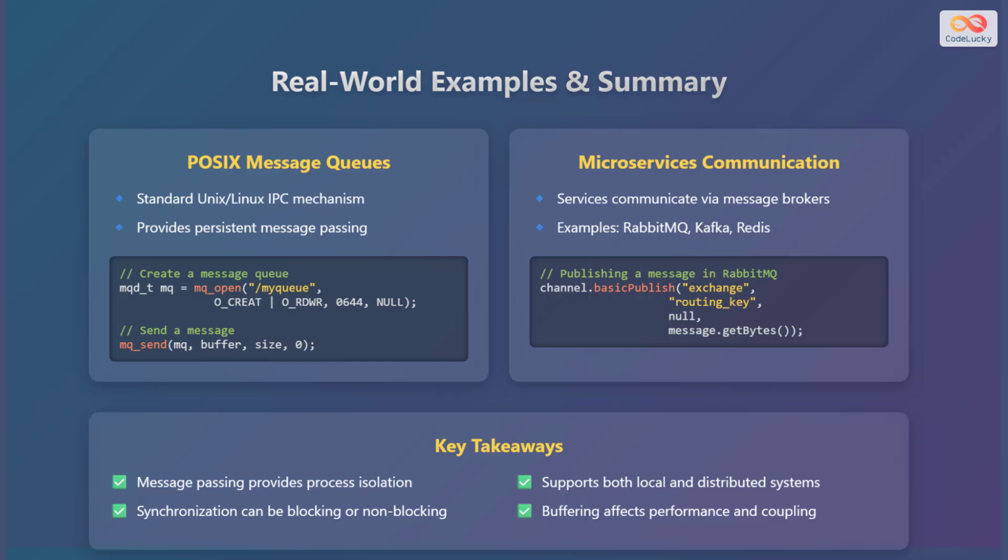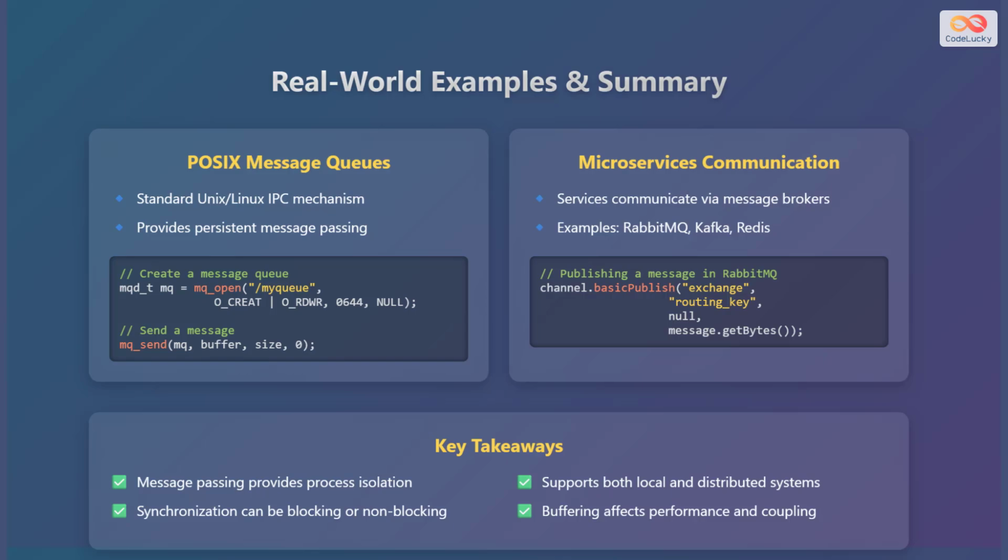Let's explore some real-world examples of message passing and summarize key takeaways. One example is the POSIX message queues, a standard Unix or Linux inter-process communication mechanism that provides persistent message passing. Code shows mq_open /myqueue and mq_send, with message queue buffer size 0. Another example is microservices communication, where services communicate via message brokers like RabbitMQ, Kafka, and Redis. Code shows channel.basicPublish exchange, routing key, null, message.getBytes.